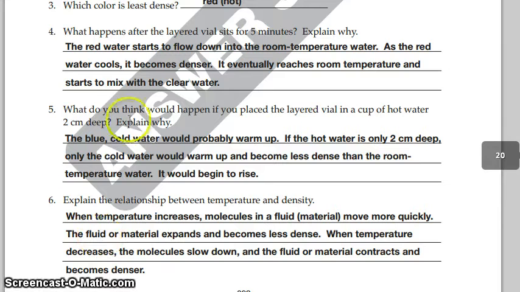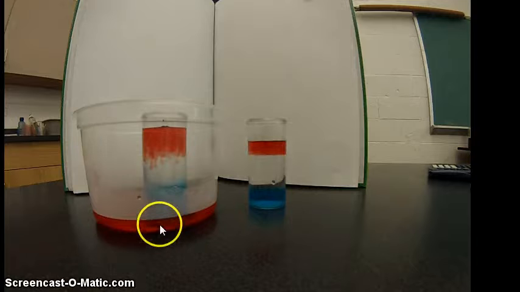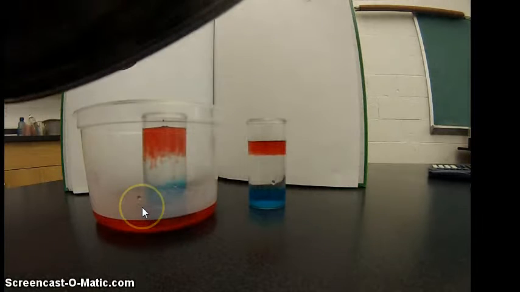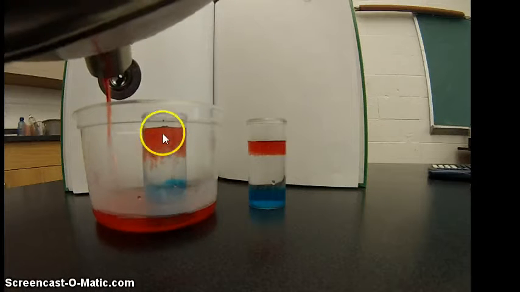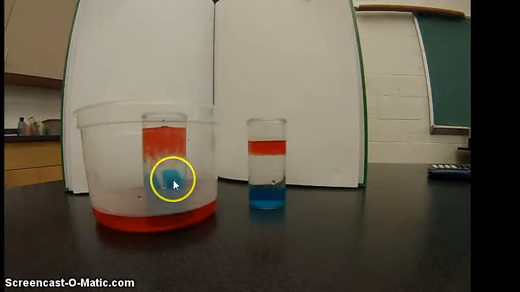With the next question, what do you think would happen if we placed the layered vial in a cup of hot water, 2 centimeters deep? Here we can see I've actually placed a vial of the layered water into a container with some warm water, and I'm warming the water up a little bit more. We could also see that the red water is starting to cool down and sink, but as we add that warm water to the bottom, we could see that the blue, cooler water is starting to warm up and rise. And it is going up and mixing then with the clear room temperature water.